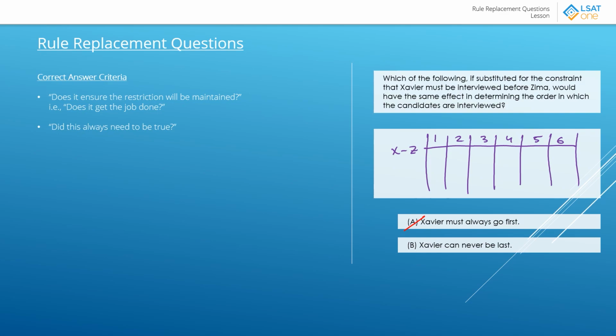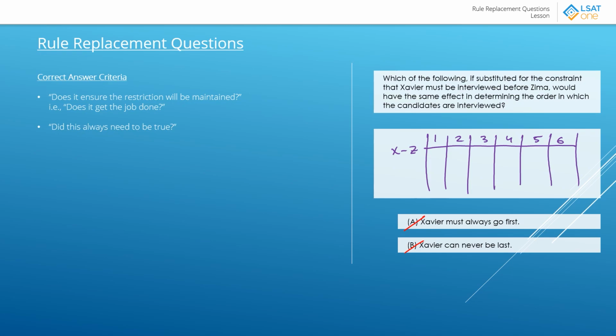If X was before Z, well then yes, naturally, it could never go last. But if we implemented this as a rule, if we said that X can never go last, that wouldn't have the same impact, because that wouldn't ensure that X goes before Z. Answer choice B would allow for X, for example, to go into the 5th position, while Z could have gone prior, and so that's no longer the same effect. So answer choice B would also be a bad answer choice, but for the opposing reason.